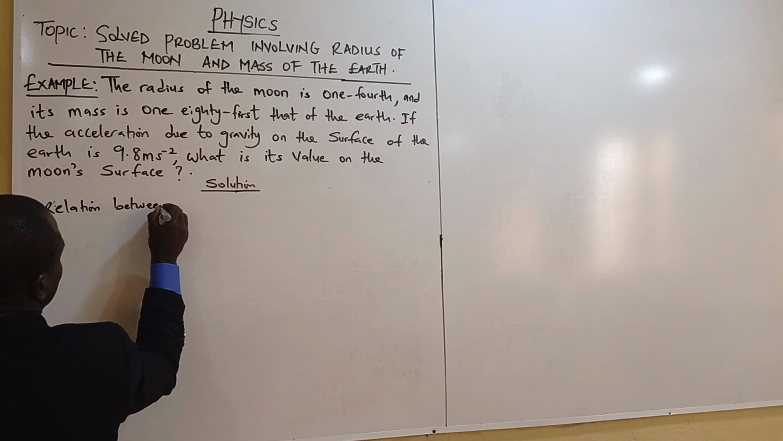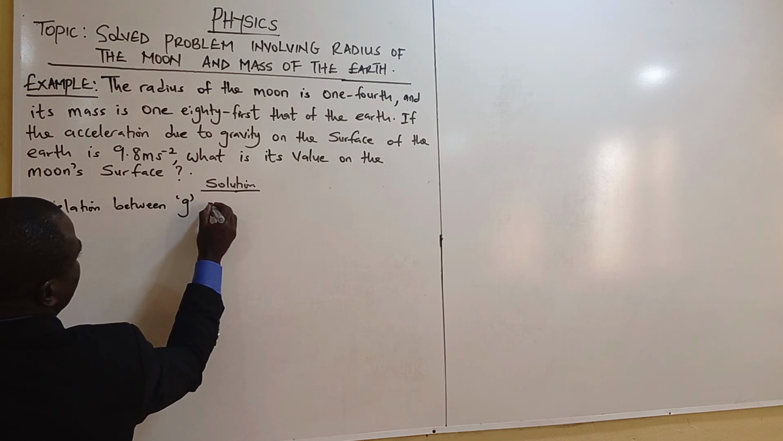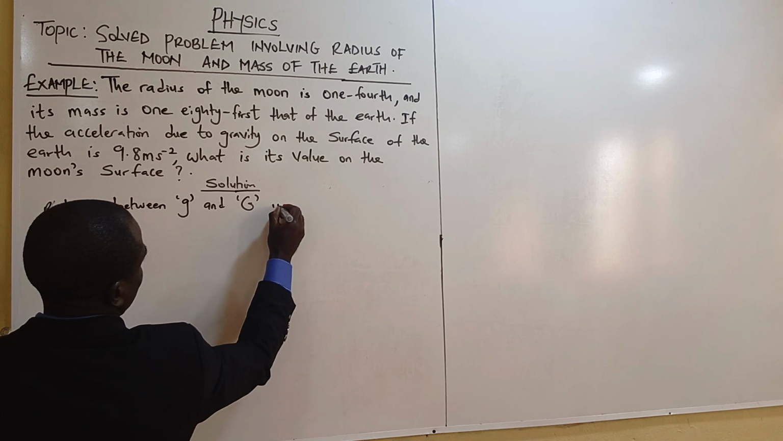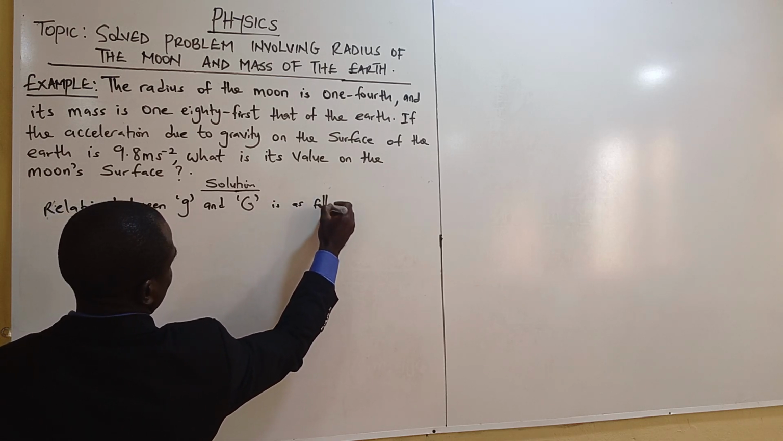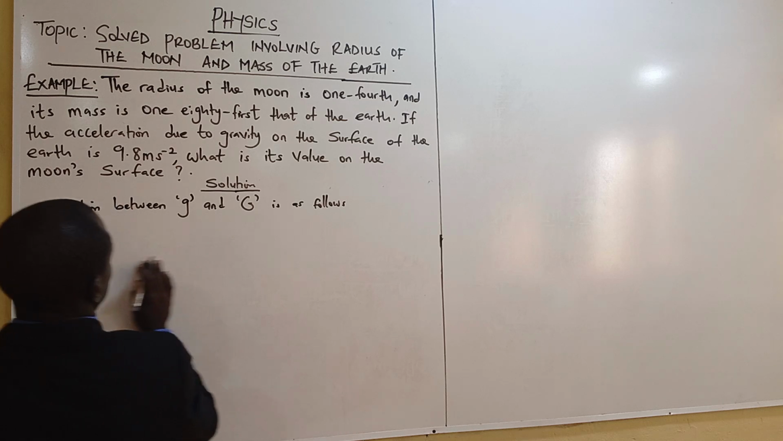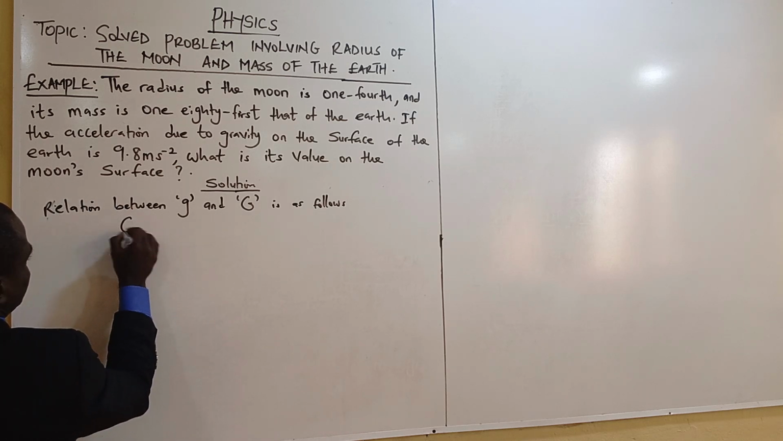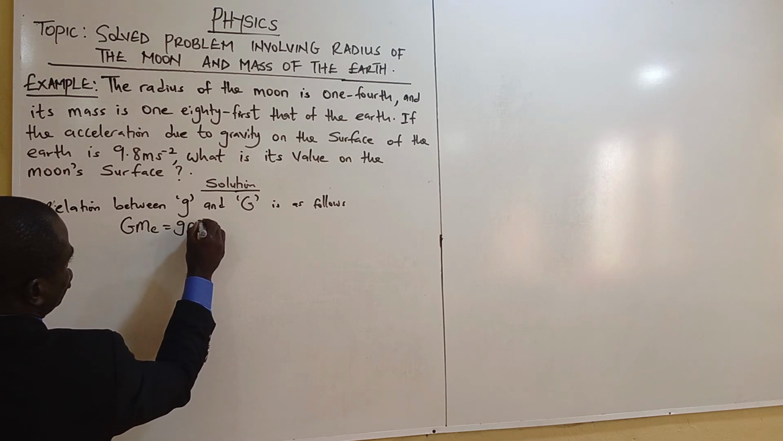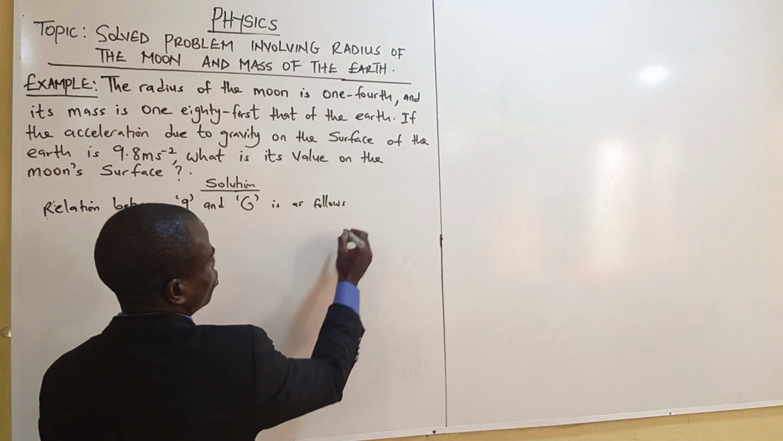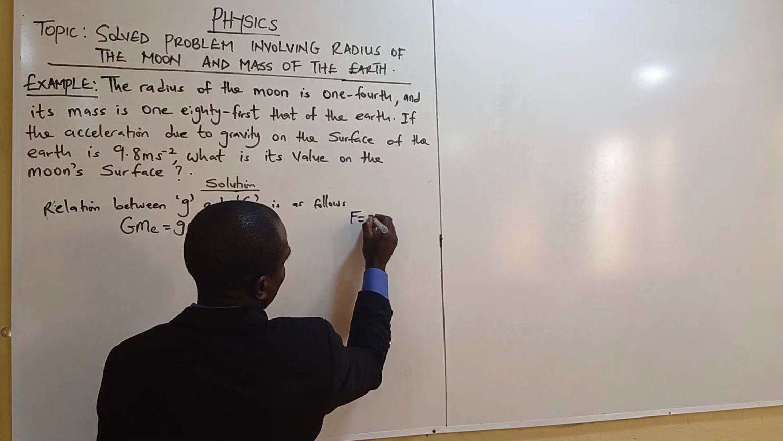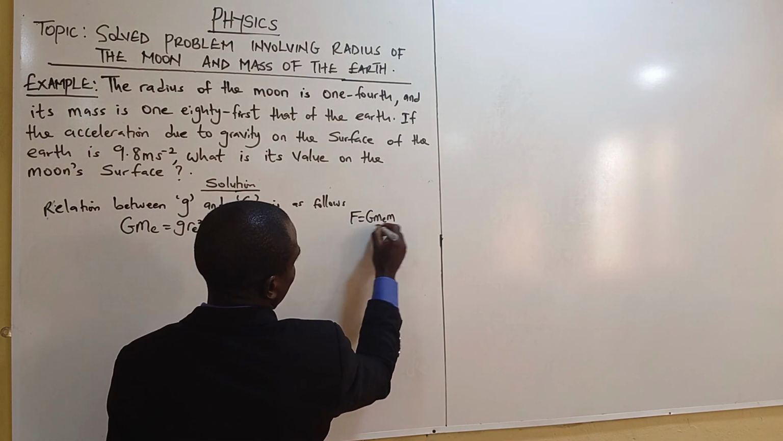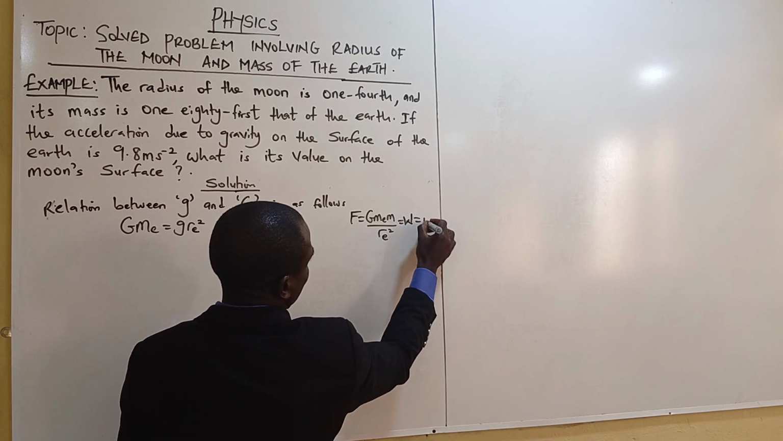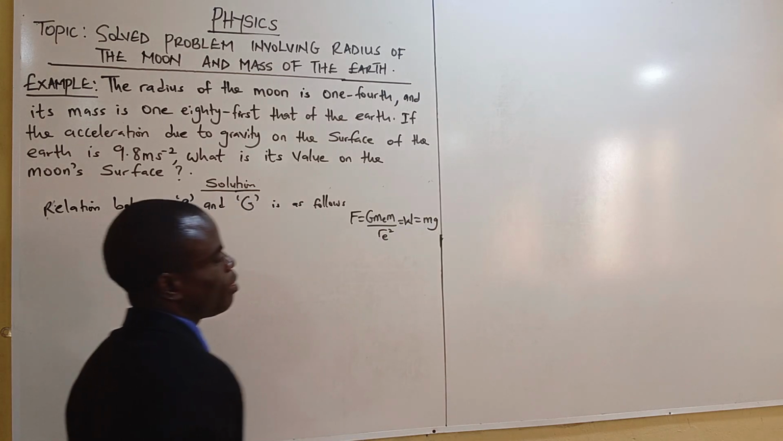between acceleration due to gravity and the gravitational constant is as follows. GME equals gRE squared. We got it from F equals GMEM over RE squared, which equals weight, and is equal to mass times acceleration due to gravity.